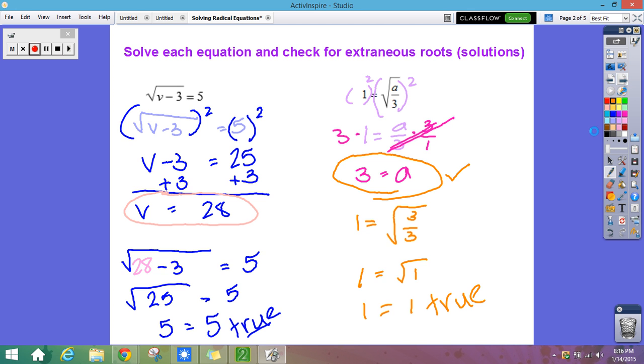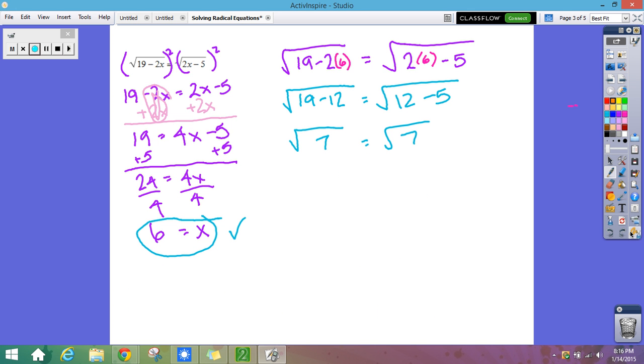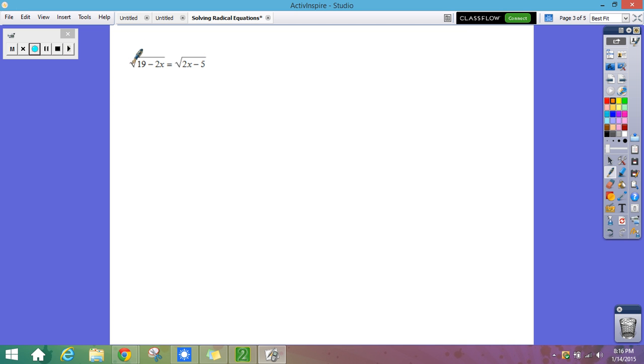Let's take a look at the next page. Oh, gotta erase that one too. Was having trouble with my slate today.